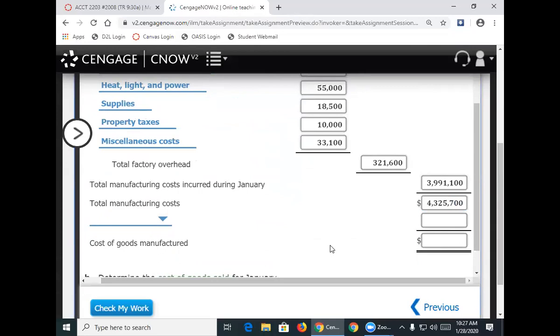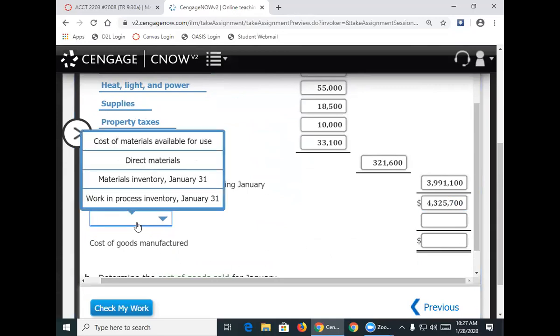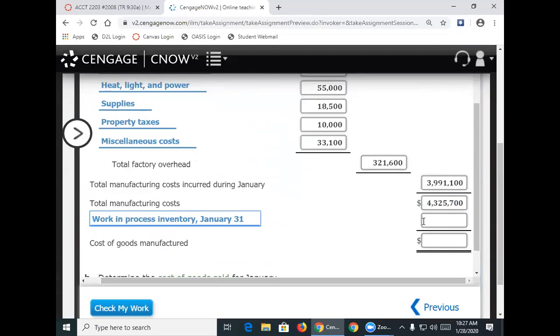Then we took that 4,325,700 and subtracted out the 290,700. So total manufacturing costs minus my work in process ending inventory, the 290,700. My cost of goods manufactured is $4,035,000.